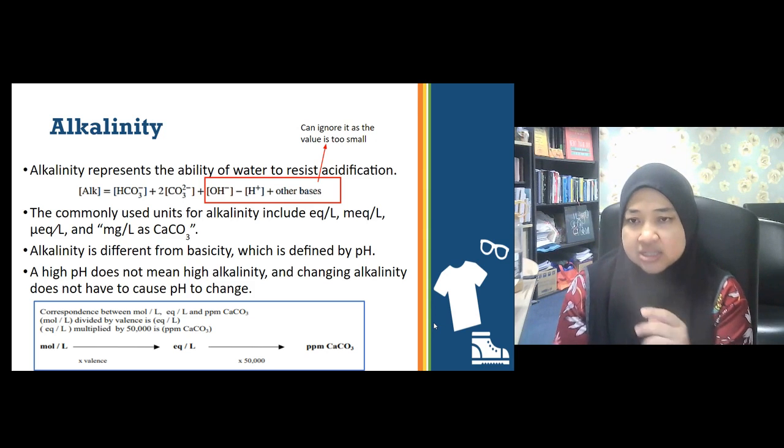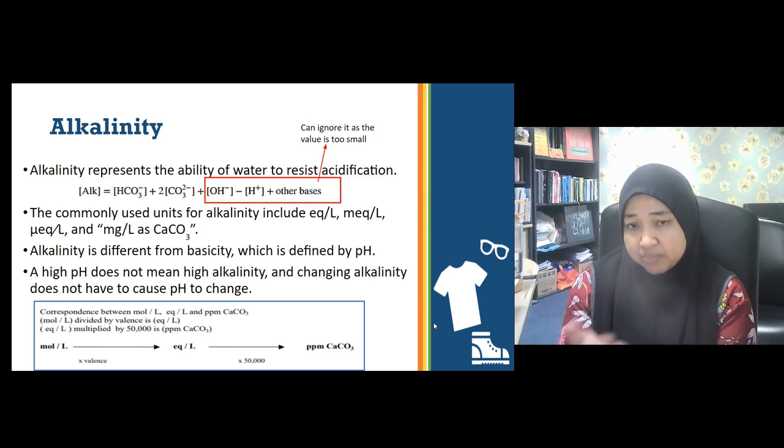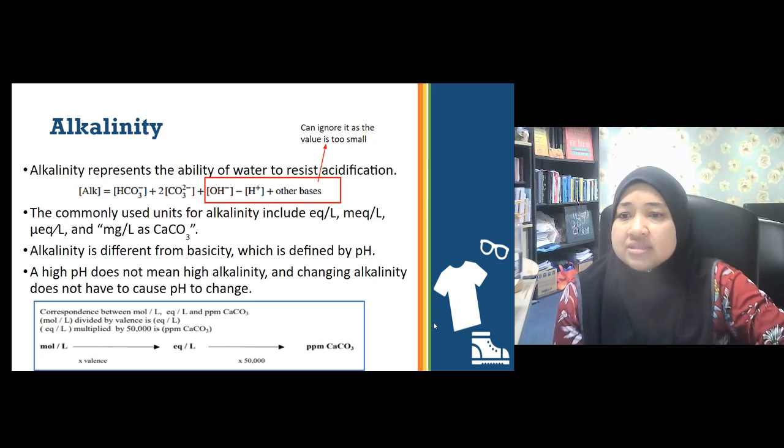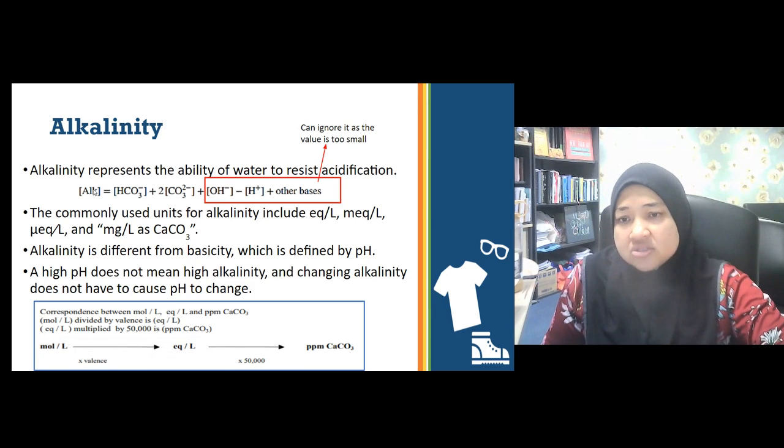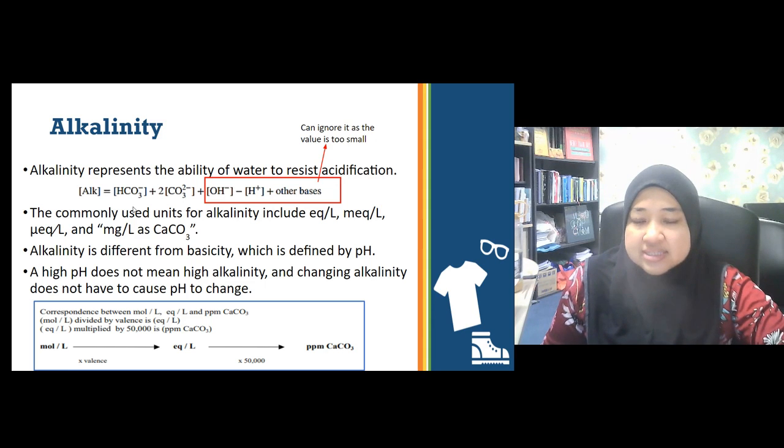All right, so what is alkalinity? It's actually based on a calculation. If you want to find the concentration of alkalinity, you need to add up all the negative ions, such as carbonic acid, carbonate, hydroxide, all the negative ions related to carbon. You add these up, and then you subtract the concentration of hydrogen ion and other bases.